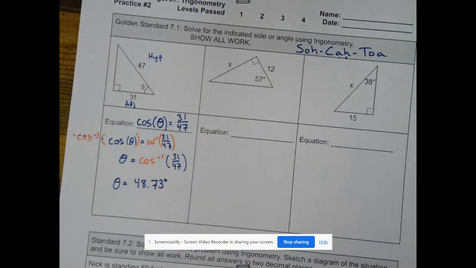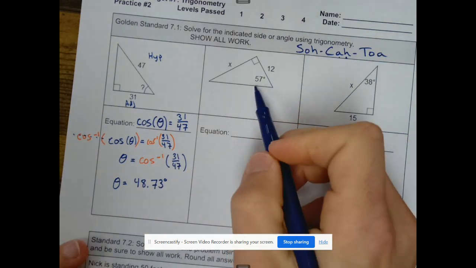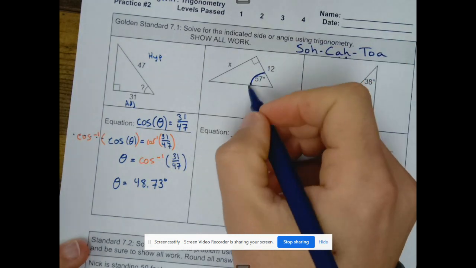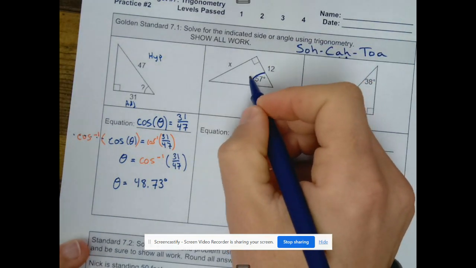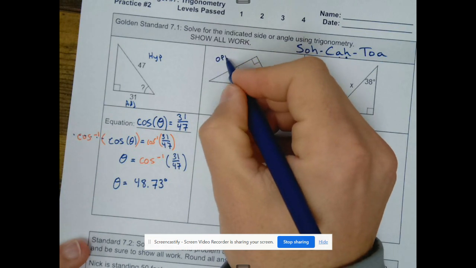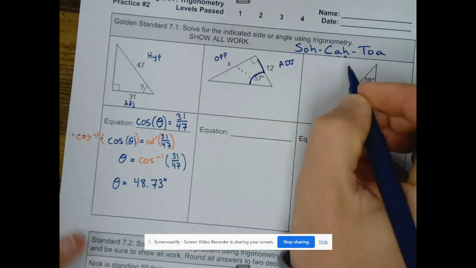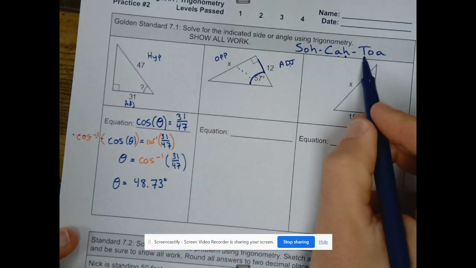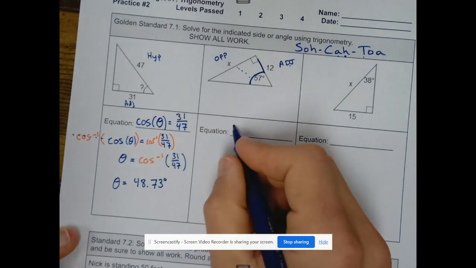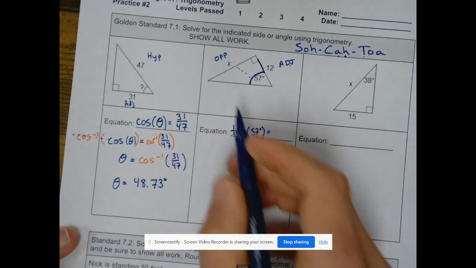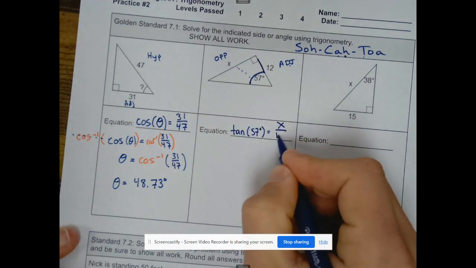So for each one of these, again, we're going to start with the same steps. All right, let's do number 2. I see a 57-degree reference angle right here and these two sides. Let's identify it. I see my hypotenuse down here. That's not included. X is across the triangle, so that must be opposite. The 12 connects the reference angle and the right angle, so it must be adjacent. Opposite and adjacent goes with TOA, tangent. So I know that tangent of 57 degrees must equal my opposite x over my adjacent 12.